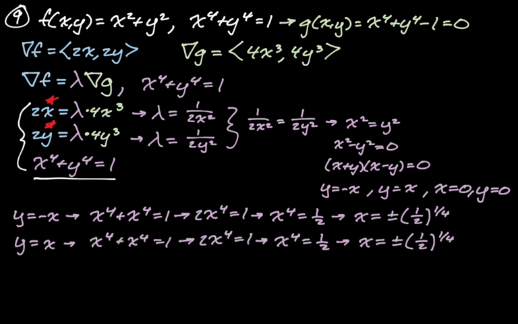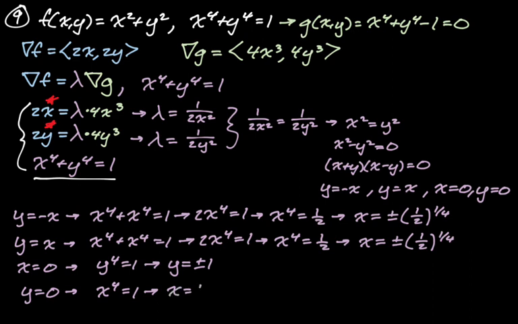If y is equal to x, we get essentially the same thing. If y is equal to negative x, we get x is plus or minus 1/2 to the 1/4. If y is equal to positive x, we get x is plus or minus 1/2 to the 1/4. Also, we need to consider x is 0 and y is 0. If x is 0, we get y to the fourth is equal to 1, which means y is plus or minus 1. And if y is 0, we get x to the fourth equals 1, which means x could be plus or minus 1.